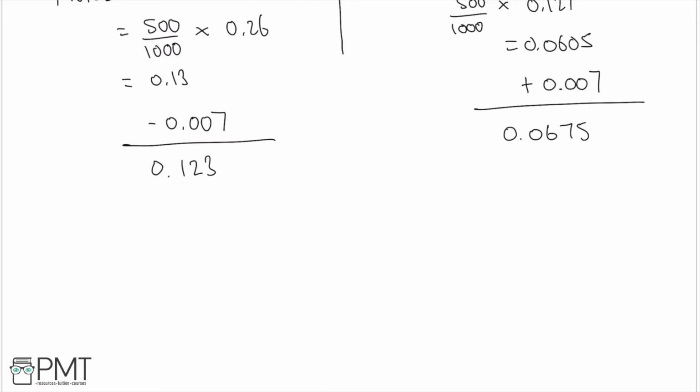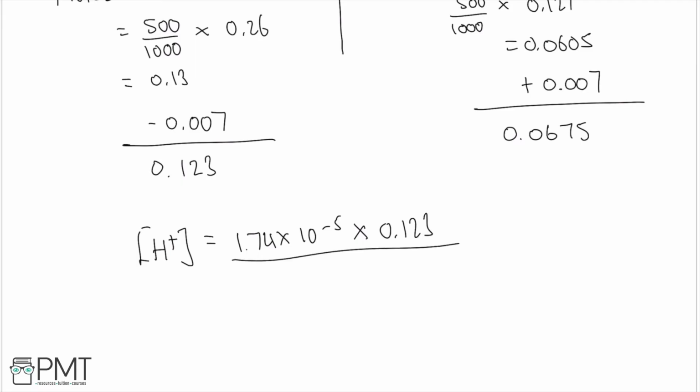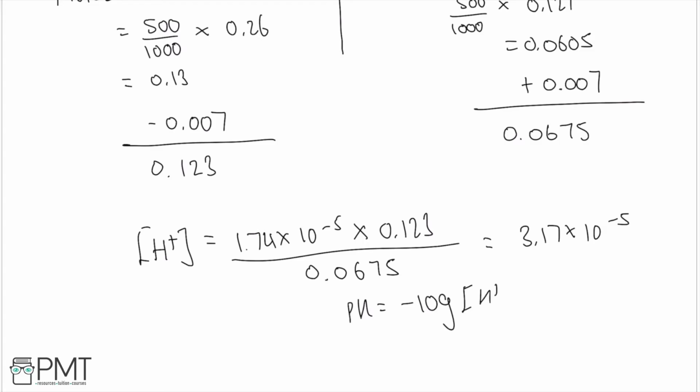Now, as we want pH, we need to rearrange for H+, and then input our values. So we will do 1.74 times 10 to the minus 5 times 0.123, and then divided by 0.0675, which gives us a value of 3.17 times 10 to the minus 5. And if we use the pH equation of pH equals minus log of H+, we get an answer of 4.49. So our final answer to 2 decimal places is 4.50.